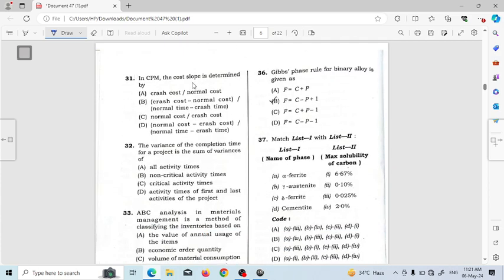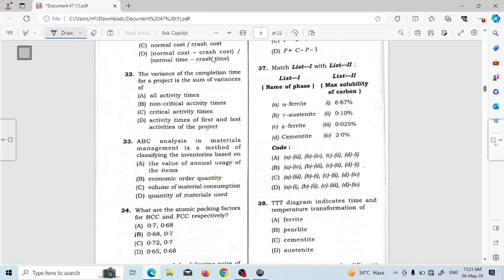Next, in CPM the cost slope is determined by crash cost minus normal cost divided by normal time minus crash time. So option B is the correct answer. The variance of the completion time of a project is the sum of the variances of critical activities. Option C is the correct answer. Next, ABC analysis in material management is the method of classifying inventory based on the annual value of annual uses of items. So option A is the correct answer.